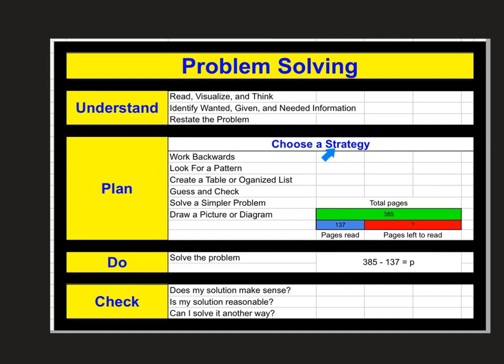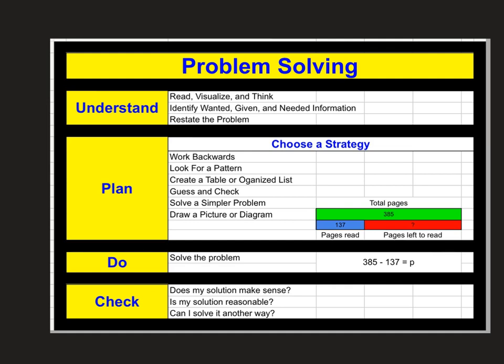We're ready to plan what to do. So choose a strategy, guys. Many different strategies are working backwards, look for a pattern, create a table or organized list, guess and check, solve a simpler problem, draw a picture or a diagram. So using a bar model is a great way to do this. And then we solve the problem. Always set up an equation with a variable, your unknown value. P is our unknown value here. This is our variable. We need to solve for P.